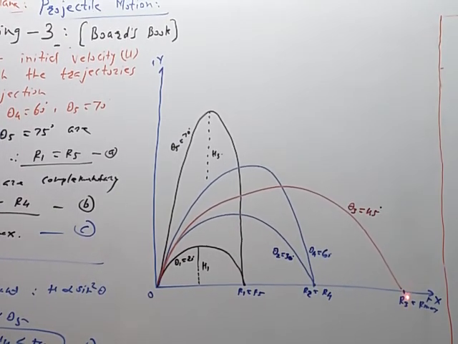And this is the special case when theta 3 is equal to 45 degree, the range is maximum and height will be in between that of 60 degree and 30 degree. So 20, 30, 45, 60 and 70. The height continuously goes on increasing and the range is maximum for 45 degree and the range decreases for 30 and 60. The range is minimum for 20 and 70 like this. So these are the trajectories for the different angles.